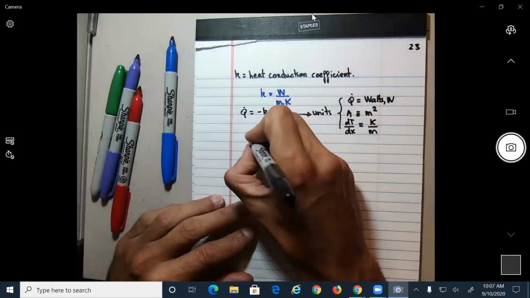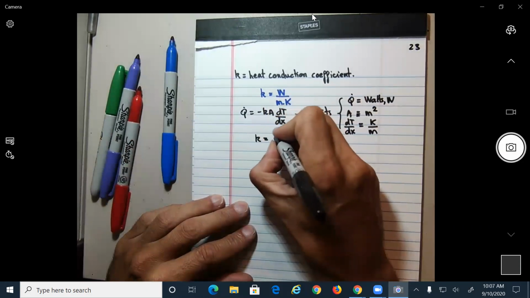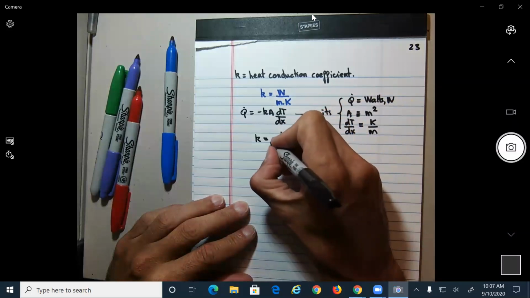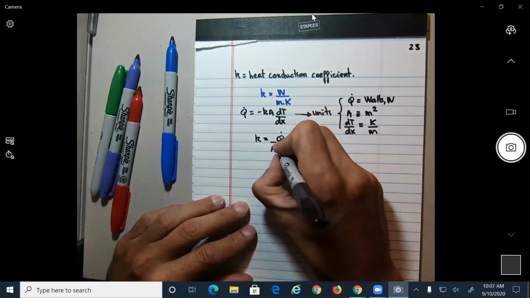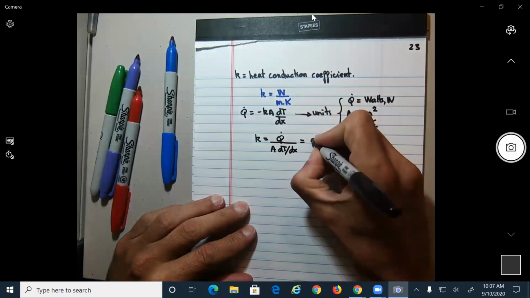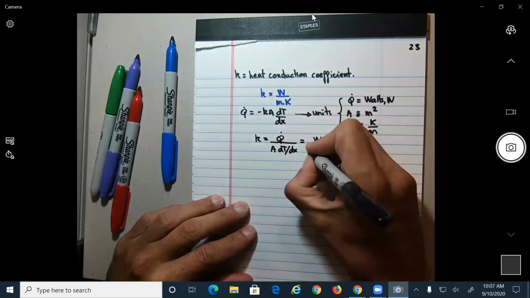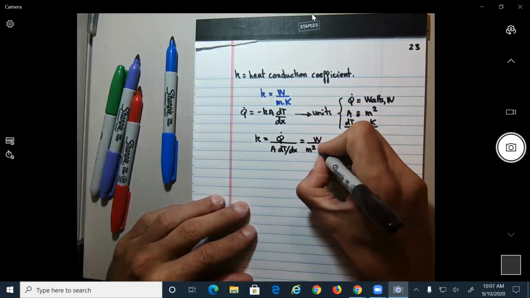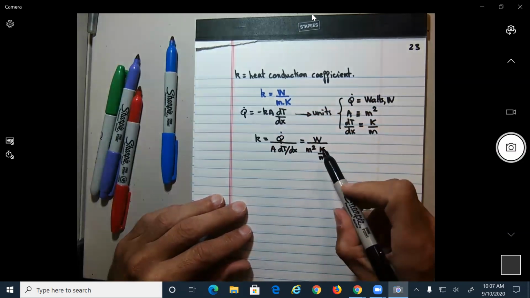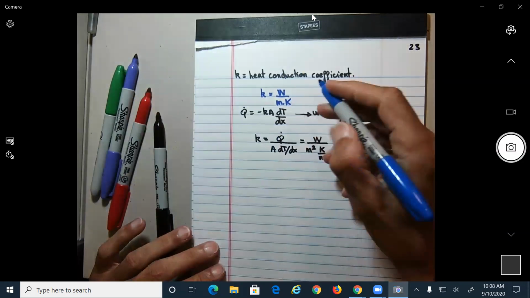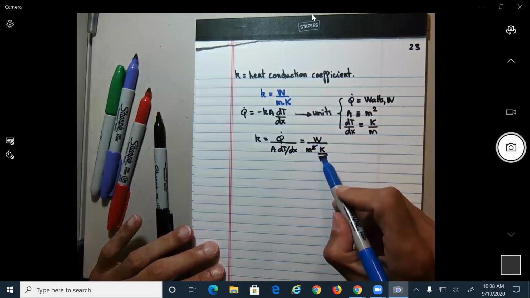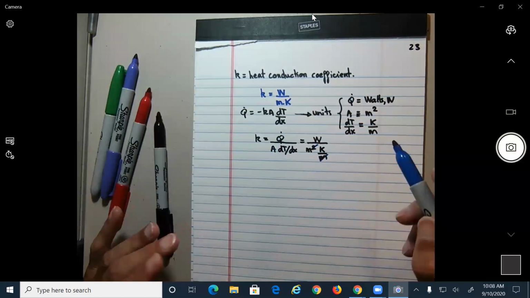Okay, so let's double check. If we know these units, what should be the units of K? K is equal to Q, just for the units, divided by A dT dx. So if you look at this, it should be equal to watt divided by meter square times Kelvin per meter, no? So you see right away that what you get over here is what we had on top: watt divided by meter Kelvin. Okay?